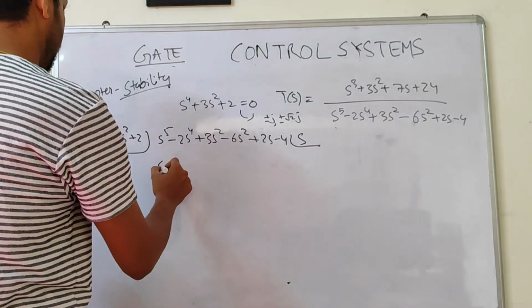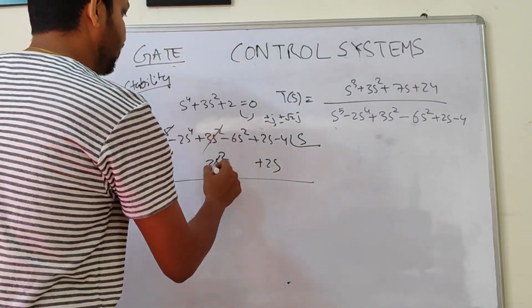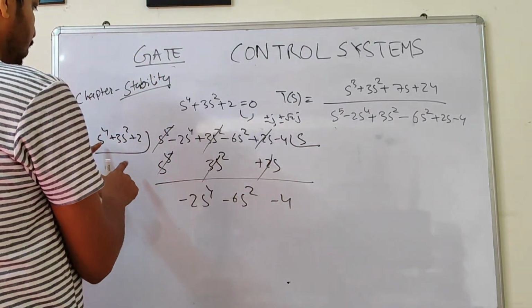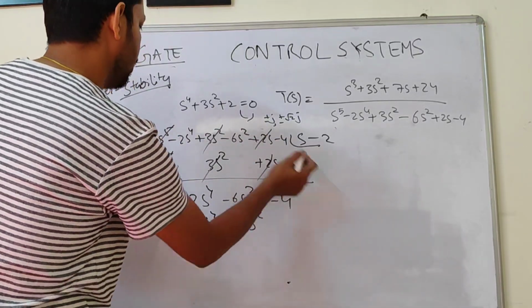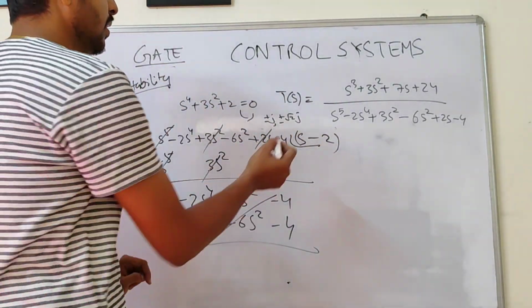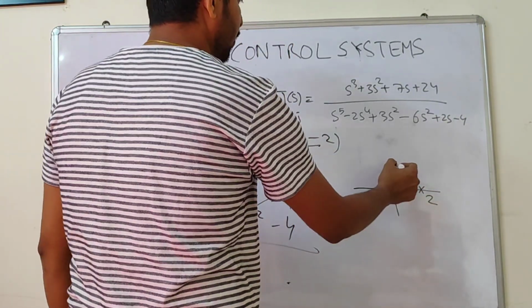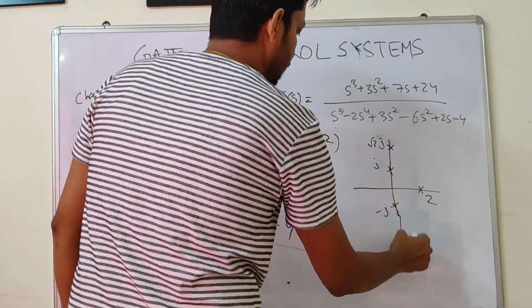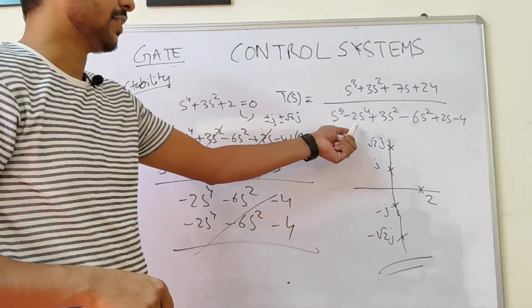So it will go by s to the power 5, s into 3s square plus 2s, cancel. Minus 2s to the power 4 minus 6s square minus 4. So minus 2 times s to the power 4, minus 2 times 3 is minus 6s square, minus 2 into 2 is minus 4. So this is also cancelled. So this is the other factor, s minus 2 basically. So the right hand pole is 2. So these are all the poles: j, minus j, root 2 j and minus root 2 j. That's the form of this equation.